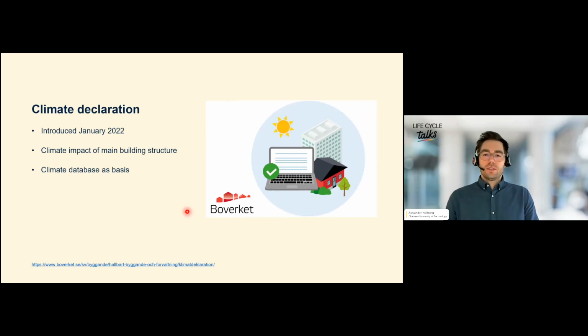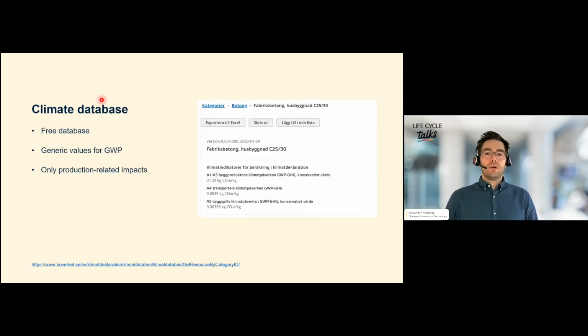In order to do this and to limit the effort, a so-called climate database has been developed as a basis. And the idea is to not have only LCA or special experts do it, but to simplify the process, meaning you can use this free database where you find generic values for global warming potential, and you just have to calculate the mass of material and multiply it with those values.